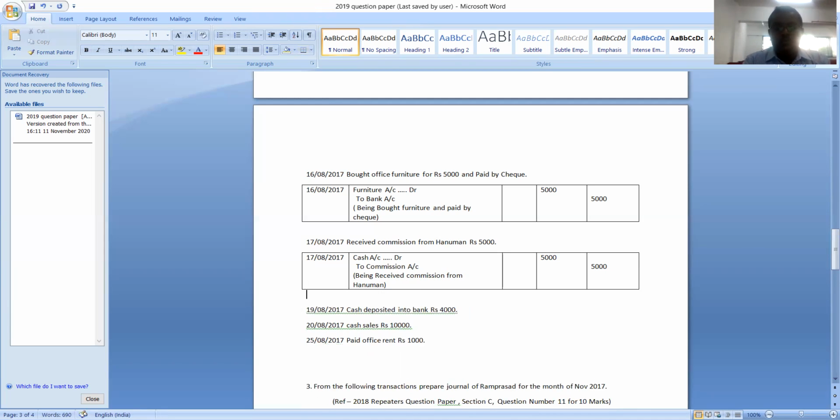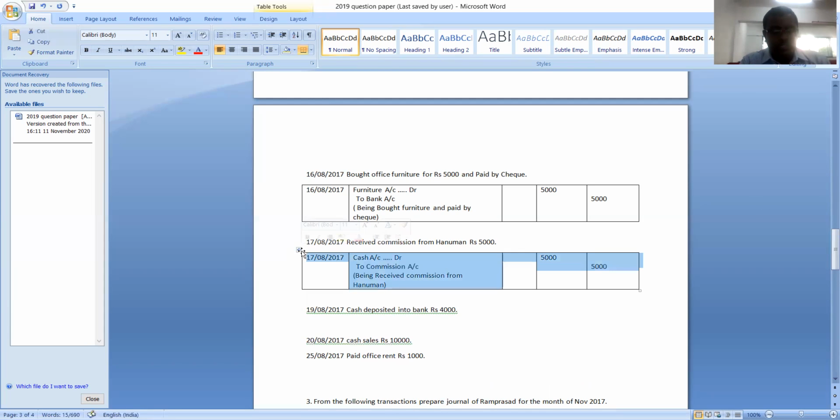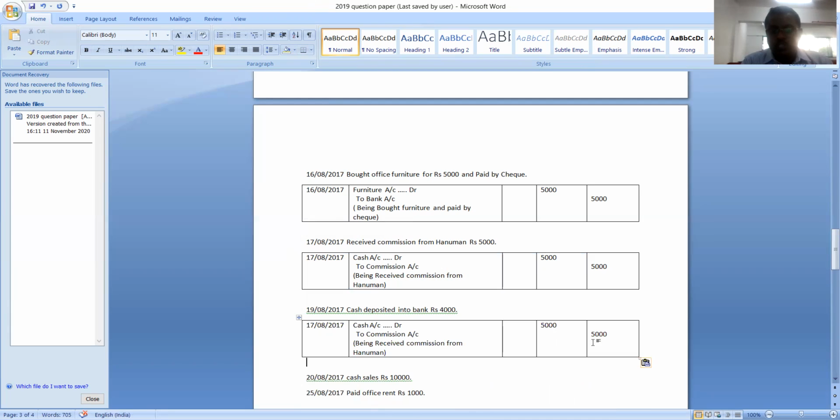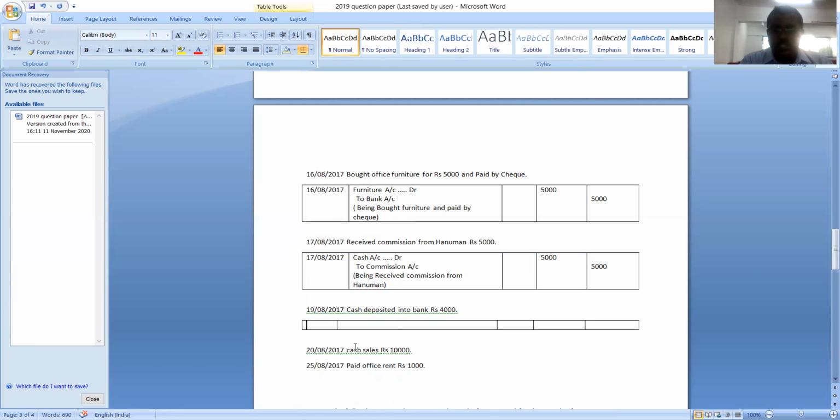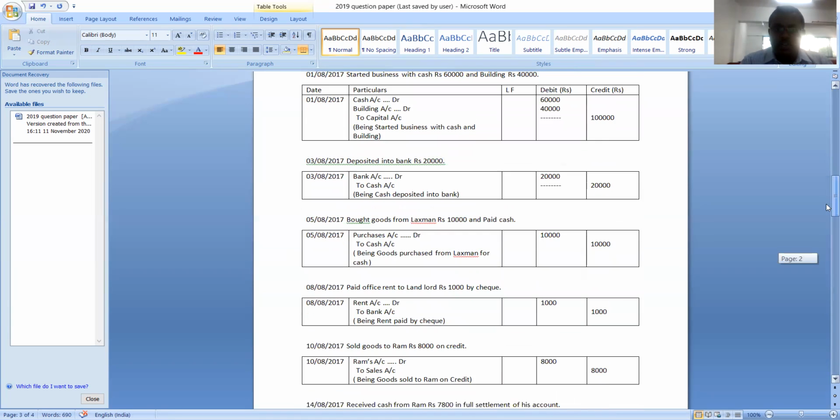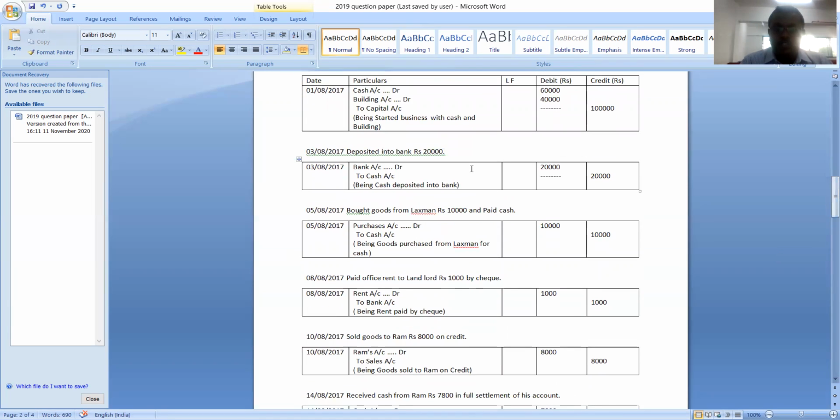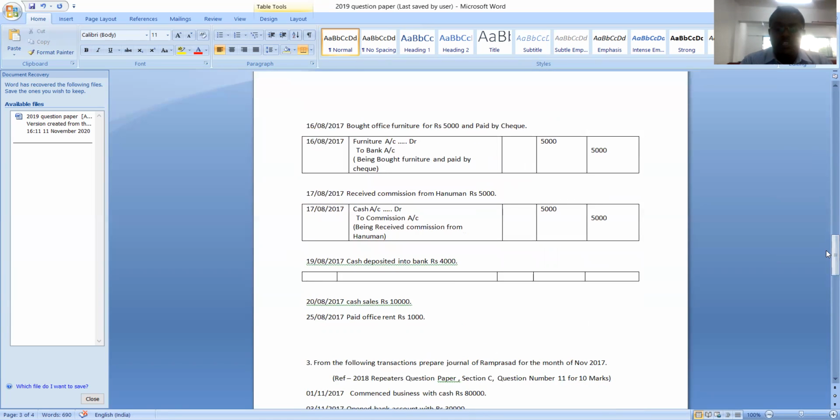So, three more transactions are remaining. Let us pass the journal entry for these three transactions. What is the transaction? Transaction is cash deposited into bank rupees 4,000. Already we have passed a similar kind of journal entry for similar kind of transaction. Deposited into bank, both are one and same. So here, cash deposited into bank rupees 4,000.